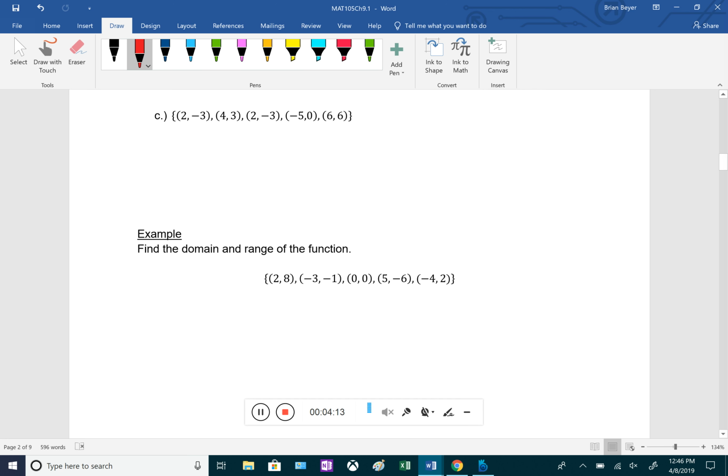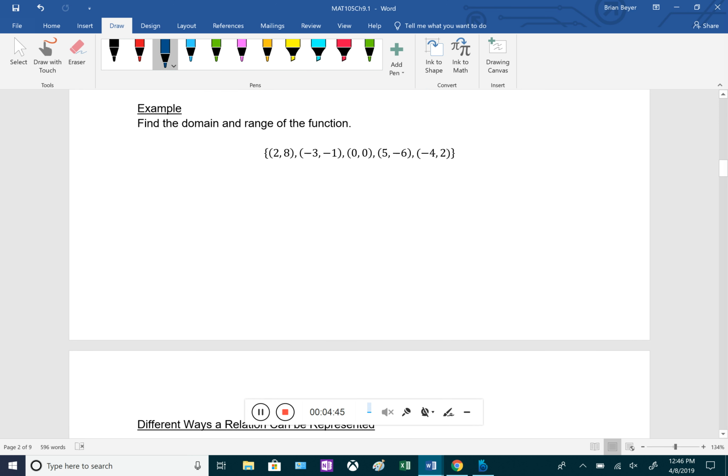Last one here, we have (2, -3), (4, 3), (2, -3), (-5, 0), and (6, 6). So look for some repetition in the x's. We do have these 2's that are repeating. Originally we might think it's not a function, however they're both going to the same value of -3. So this relation is a function. Both x coordinates are going to the same y coordinate.